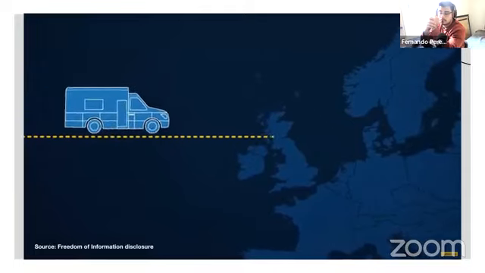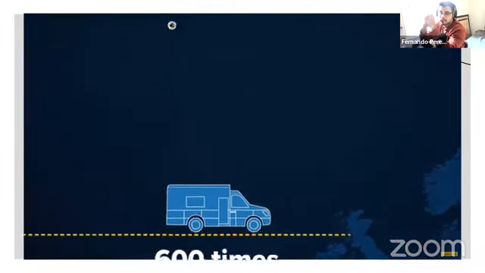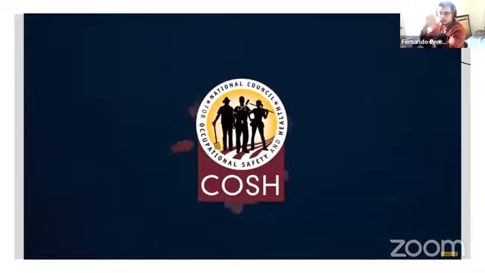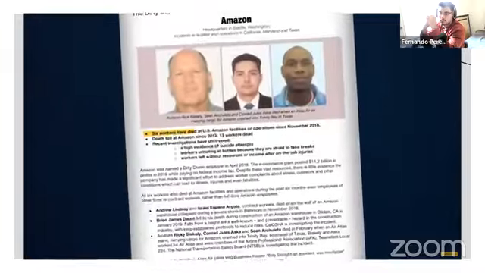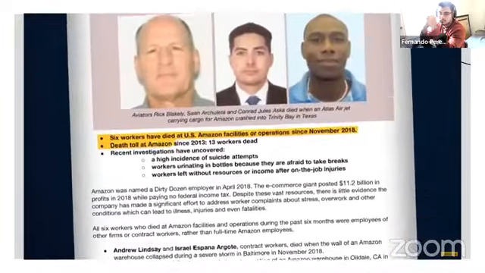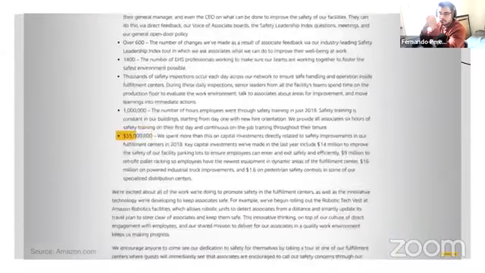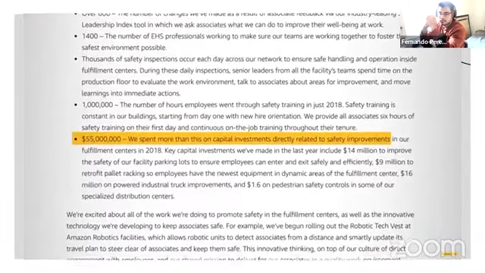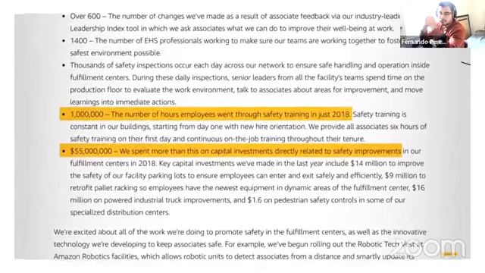In the UK, ambulances were called to Amazon warehouses 600 times from 2015 to 2018. In April, the National Council for Occupational Safety and Health identified Amazon as one of a dirty dozen companies, citing 6 deaths in 7 months and 13 deaths since 2013. But Amazon says that last year alone, it spent $55 million in safety improvements at fulfillment centers, and its employees got 1 million hours of safety training.